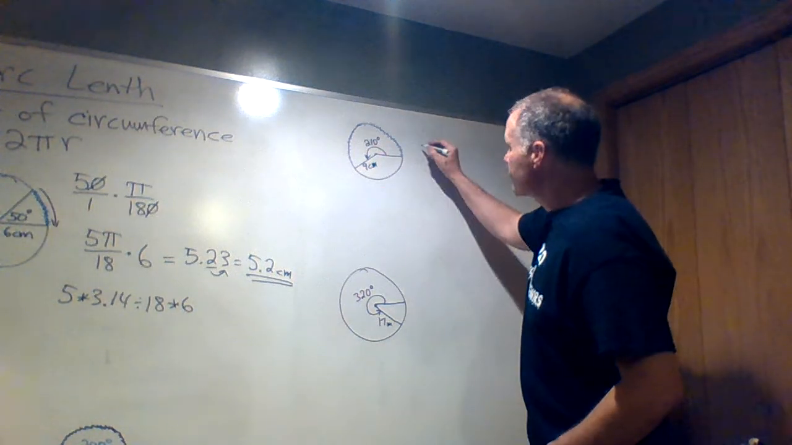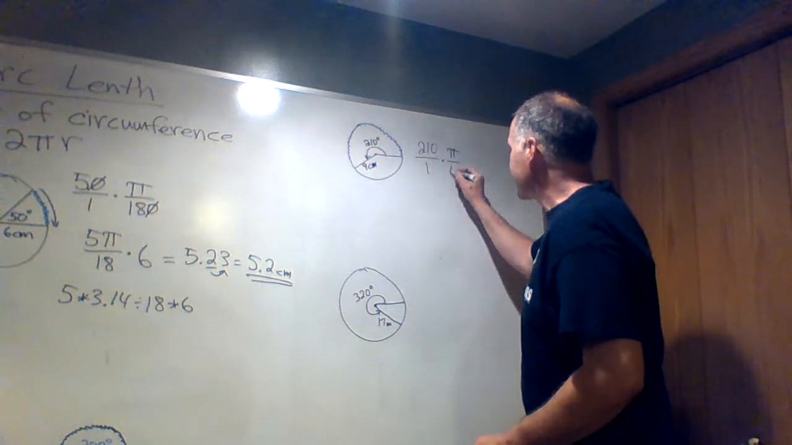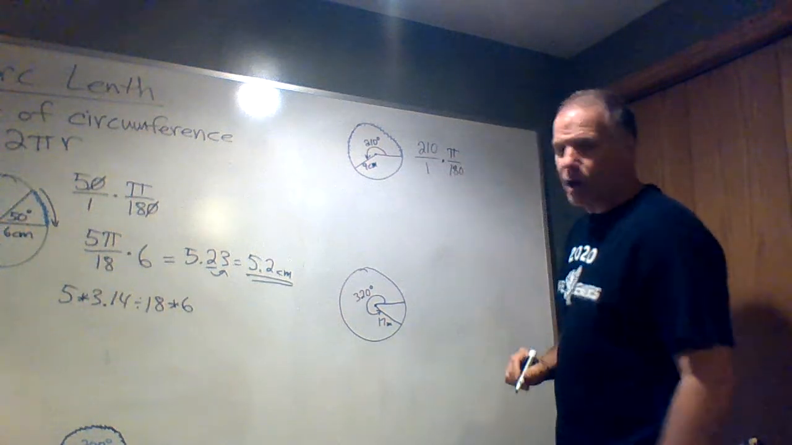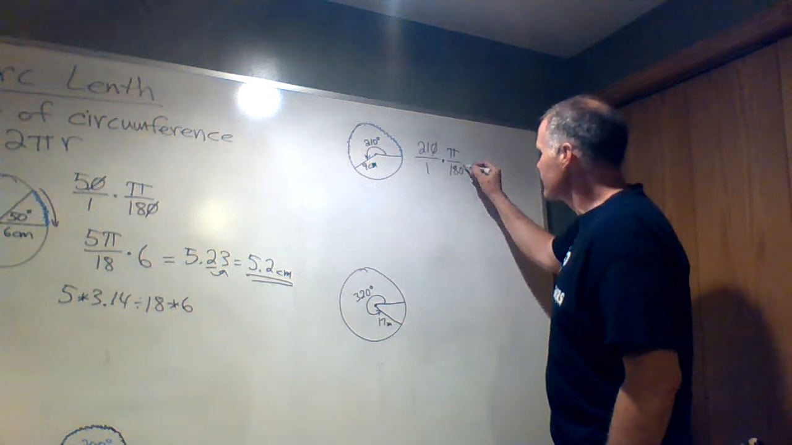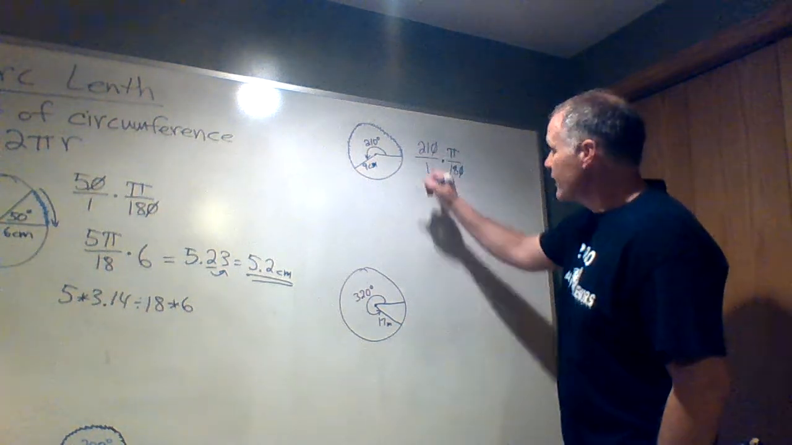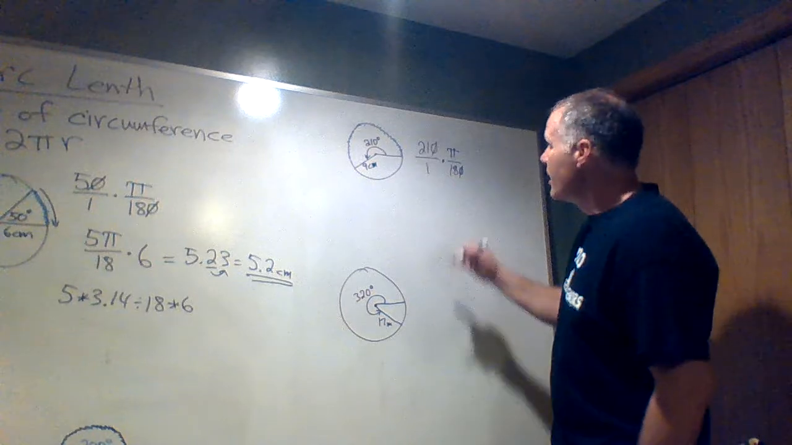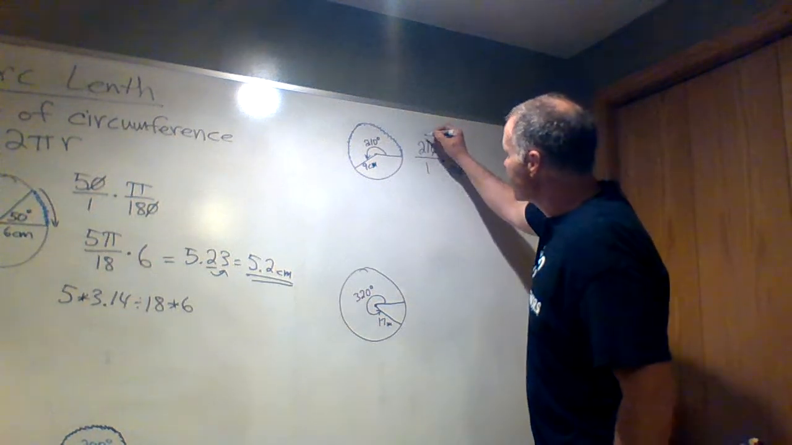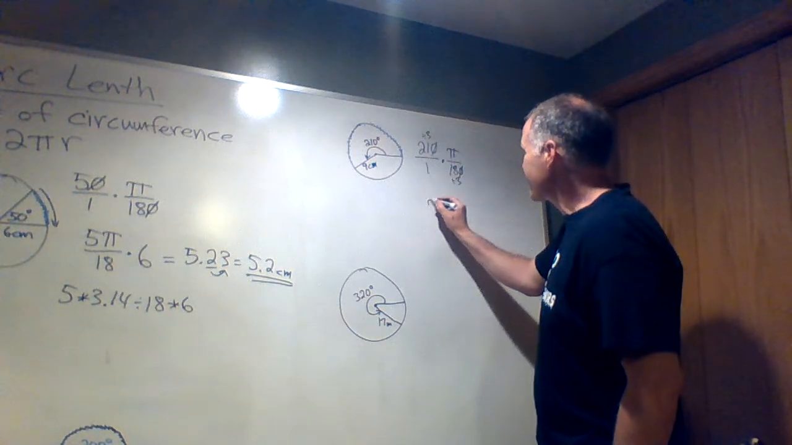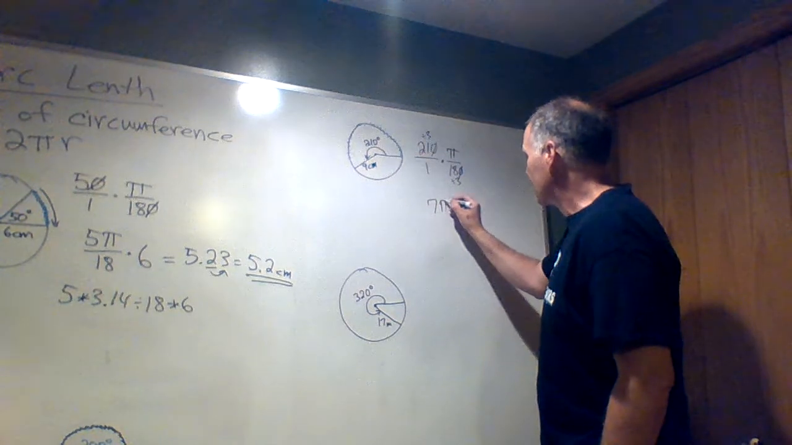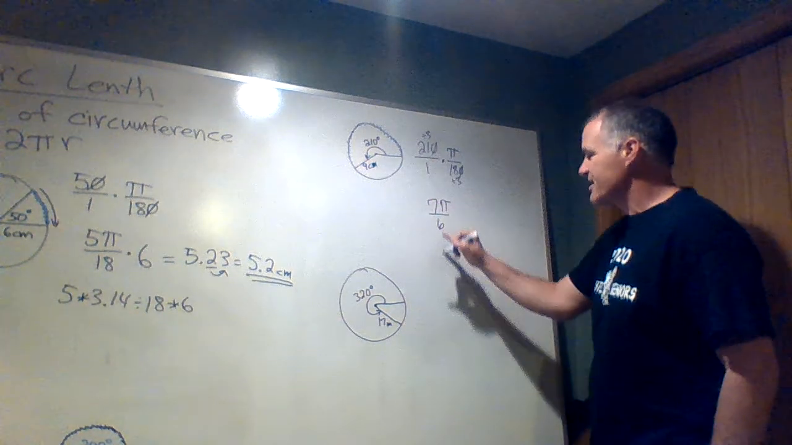So just like we did over here, 210 over 1 times pi over 180. Remember, guys, just like we said on the last video, it's always pi over 180. Now again, we can cross off the zeros. This time we're not done. 21 and 18, remember, we try to reduce. What can go into 21 and 18? You can divide by 3. 21 divided by 3 is 7. We still have pi up there. And 18 divided by 3 is 6. So this reduces to 7 pi over 6.